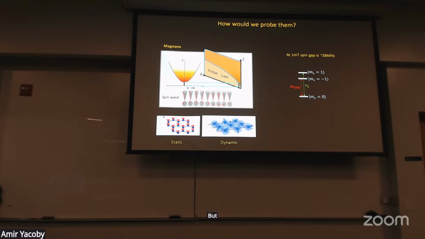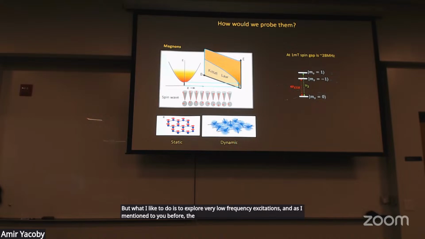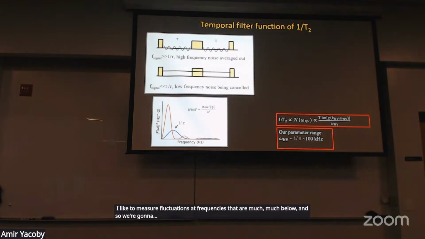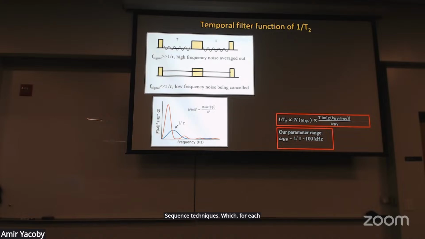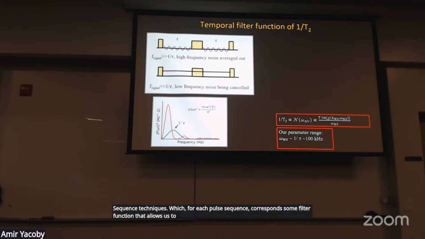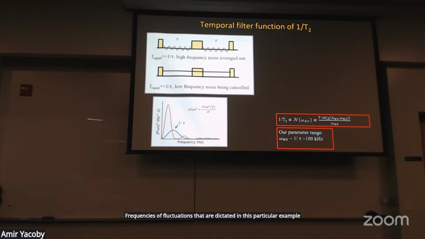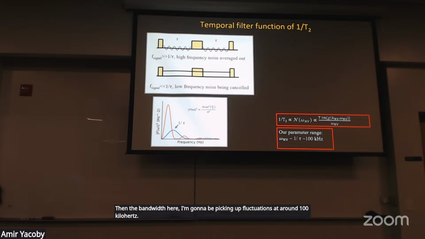But what I'd like to do is to explore very low frequency excitations. And as I mentioned to you before, the zero field splitting here is a couple of gigahertz. I'd like to measure fluctuations at frequencies that are much, much below. And so we're going to resort to these echo sequence techniques, which for each pulse sequence correspond to some filter function that allows us to extract frequencies of fluctuations that are dictated in this particular example by a bandwidth, which is given by 1 over the evolution time. So if my evolution time is 10 microseconds, then I'm going to be picking up fluctuations at around 100 kilohertz, well below the spin gap.